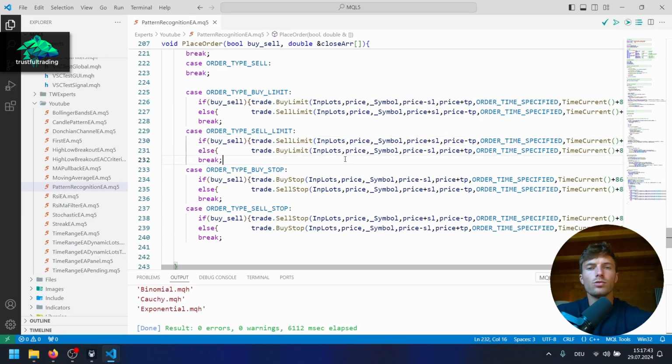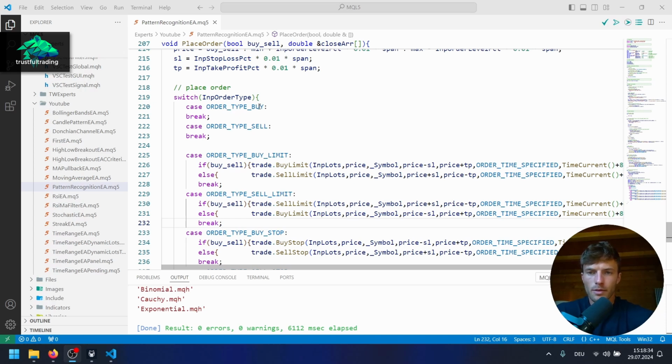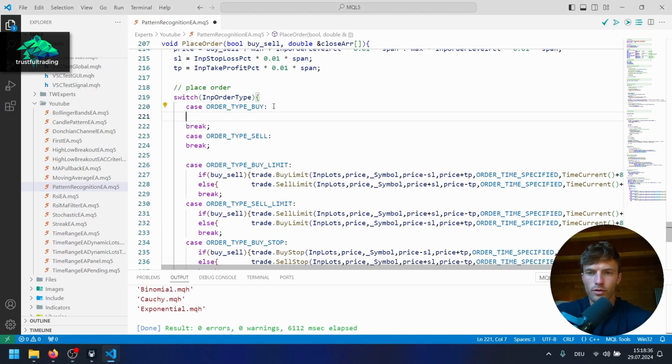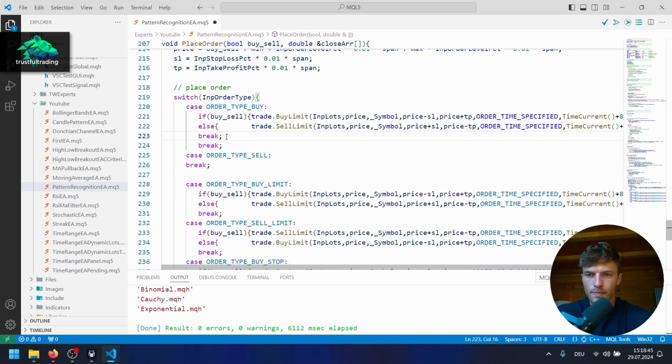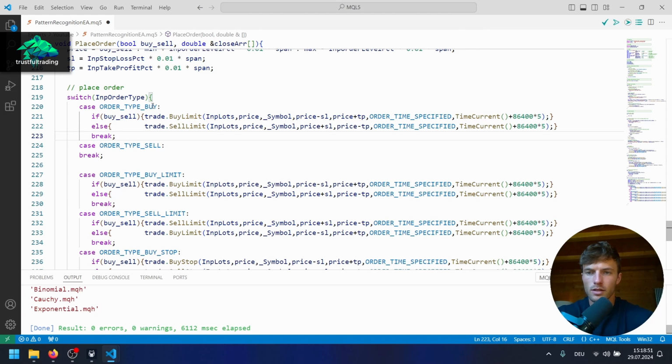Now we only need to add the options here for a market order. This is a little bit different. So let's do this. So here, order type buy. Before we break, of course, I will just copy this here, paste it here, and I will also expand here the editor so you can see everything. Okay, so order type buy.